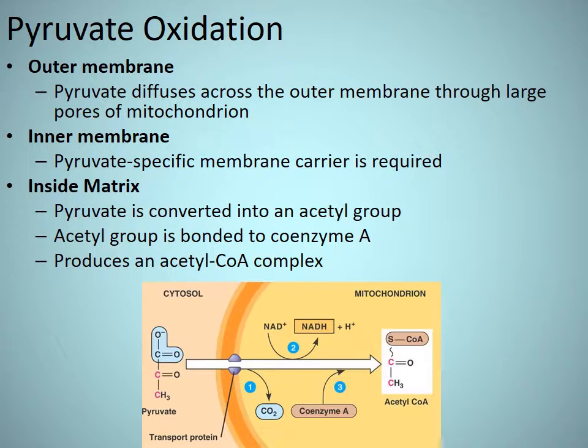Now, pyruvate just moves across the outer membrane through large pores of the mitochondria. There's a specific protein carrier that will transport pyruvate into the matrix. Once inside the matrix, pyruvate is converted into an acetyl group. An acetyl group is a 2-carbon group. This will be your acetyl group here. The acetyl group is bonded to a coenzyme A. Essentially, the product of pyruvate oxidation is the acetyl-CoA complex, and this molecule is going to be the starting molecule of the Krebs cycle.